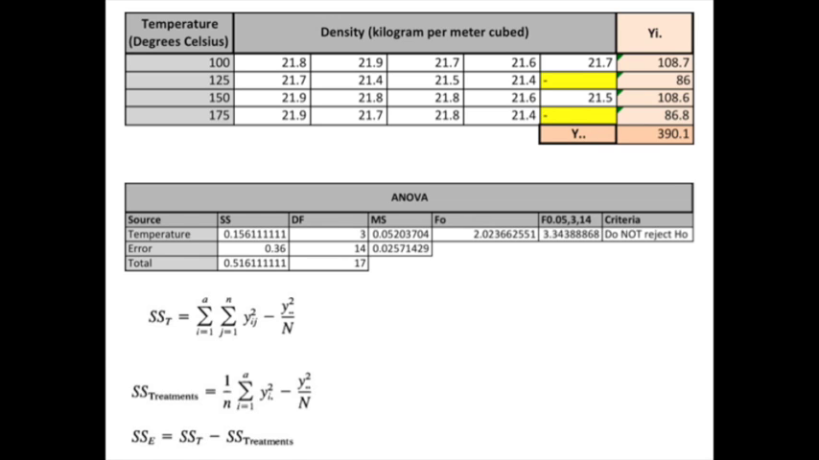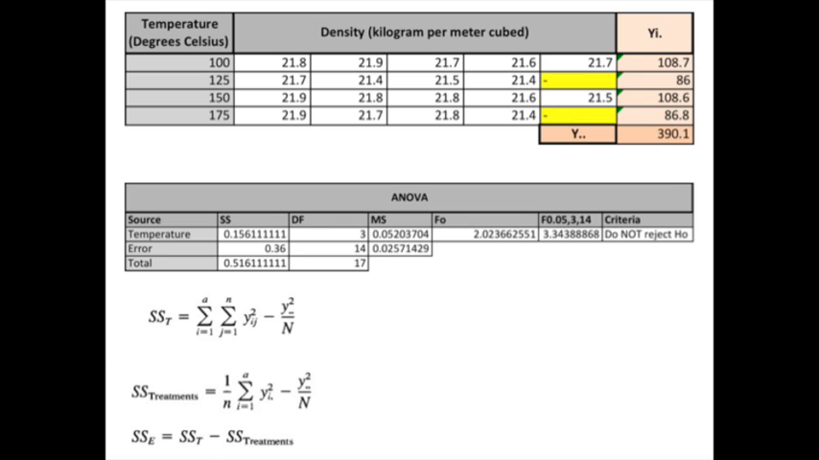Then we would do the sum of the squares of the error, which is just the difference between the sum of the squares of the total and the sum of the squares of the treatment. Then we will proceed by doing the degrees of freedom. First, we know that the degrees of freedom of the temperature is a minus 1. As previously stated, a equals 4, so therefore the degrees of freedom is 3. The total is capital N minus 1, so in this case, there are 17 degrees of freedom for the total.